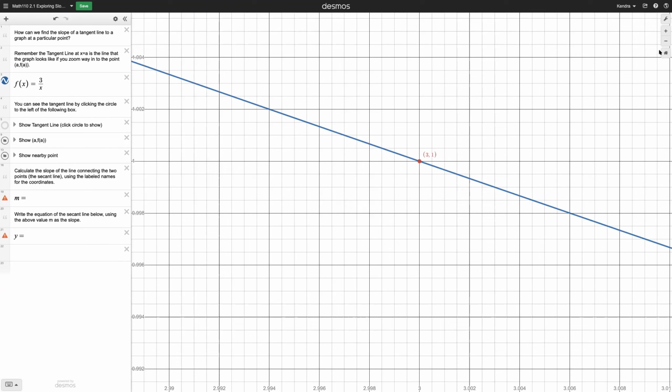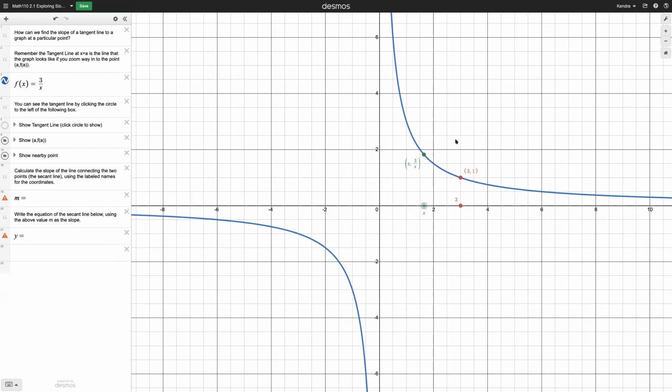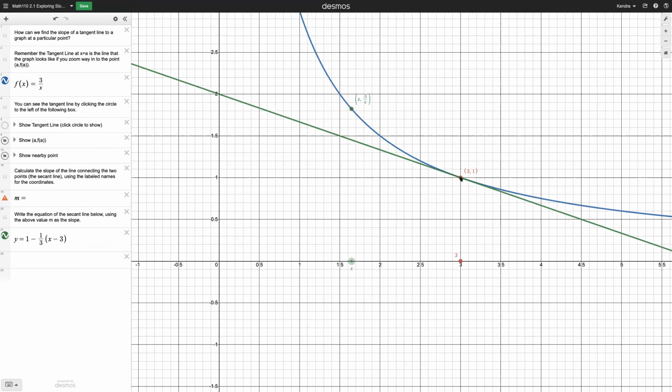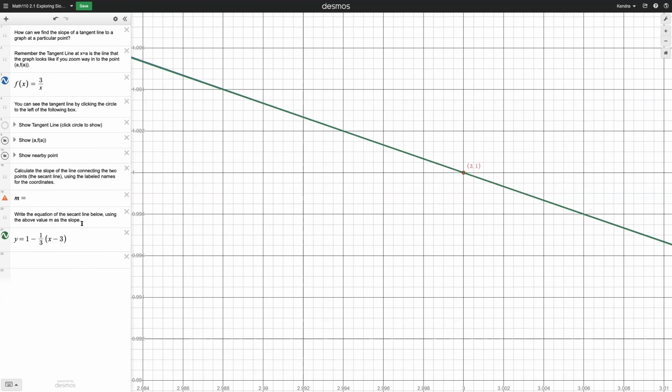So let me zoom back out, and I am going to put in the equation that we found. It was 1 minus 1/3 times x minus 3. And there is my line that looks very much like a tangent line. Looks good. If I zoom way into the point, then I cannot tell the difference between my original graph in blue and the tangent line in green. Okay, great.